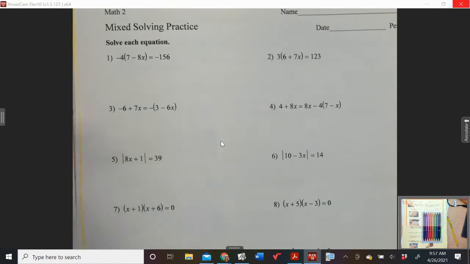All right, so this is about 2. We're going to be talking about solving. So when we're solving, our goal is always to get x alone. And so we're going to start with some basics and different ways we can get x alone.